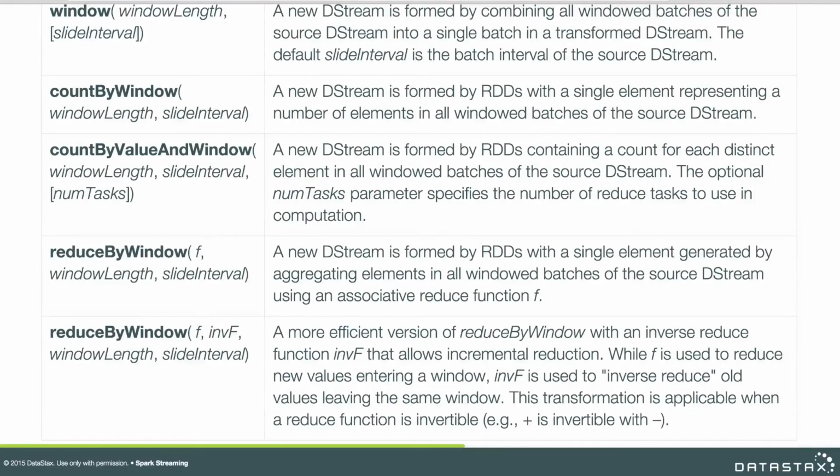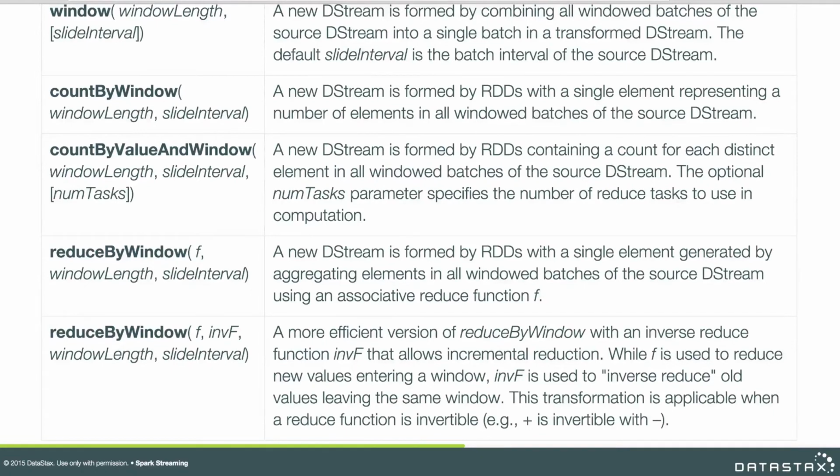reduceByWindow has another interesting flavor where we pass it two functions. One is the reducing function, the other is the inverse reducing function. This is kind of cool. So imagine the window sliding along the RDDs on the input D stream, and we're doing some kind of reduce function. Say we're doing an average. Now, we could just do that. We could have a global average over all time of that input D stream. That's a valid window transformation.